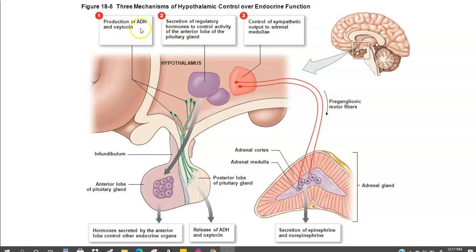So those are 3 ways that the hypothalamus will function to elicit control over the endocrine system. So by producing hormones itself, by secreting regulatory hormones that control the anterior pituitary, and then by also controlling the sympathetic output to the adrenal medulla, and thereby regulating the release of the hormones epinephrine and norepinephrine from the adrenal medulla.